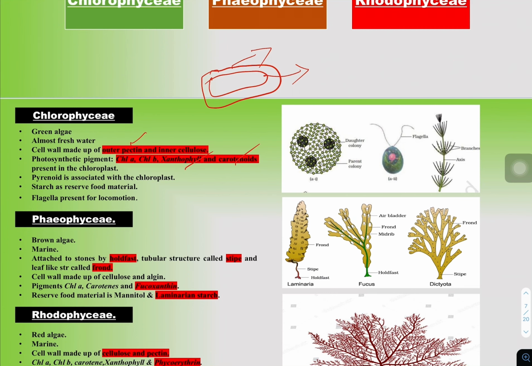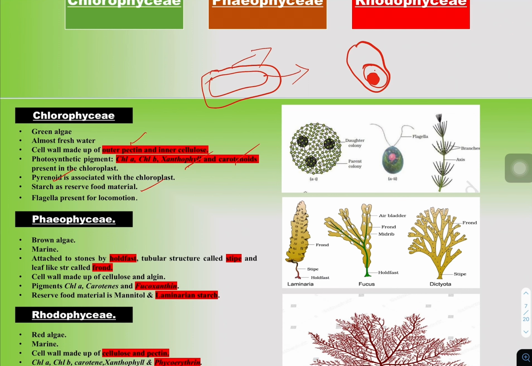Next, there are a number of photosynthetic pigments: chlorophyll A, chlorophyll B, xanthophyll, and carotene. Within the chloroplast, there is one more structure called a pyrenoid, within which the actual photosynthetic process takes place. Pyrenoid is always associated with the chloroplast. Hence, this is one of the distinguishing features of chlorophyceae members.